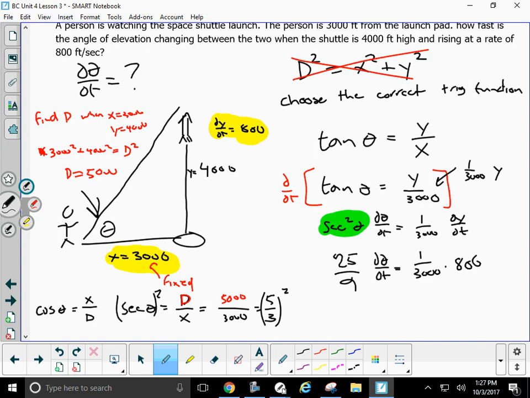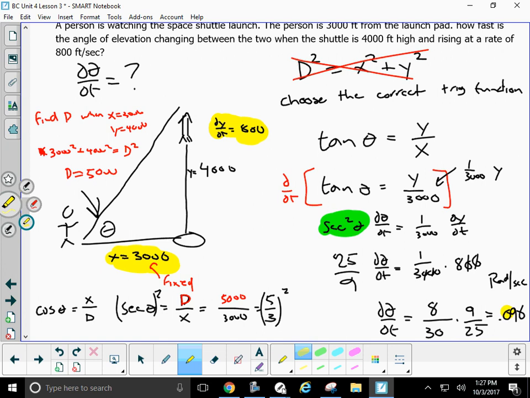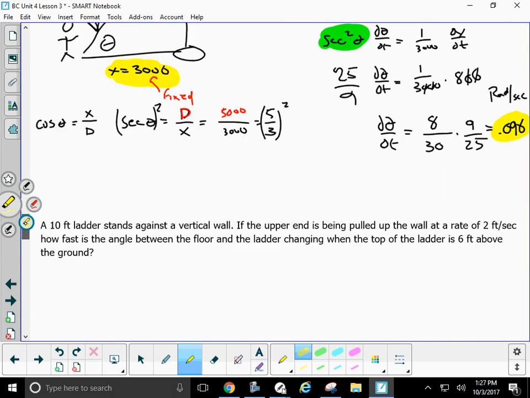Got to use the length measurements that are given to you and that you just found. You can then solve for d theta dt. 8 over 30 times 9 over 25. And that comes out to be what? 0.096. This would be radians per second for an angle measurement. Okay. Great.